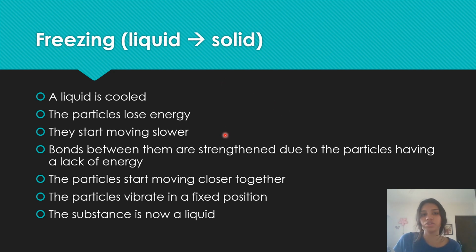Freezing is basically liquid to solid. You have an ice tray, you pour water into the ice tray, you put it into the freezer, and then voila, sometime later you have solid ice cubes. So you have a liquid that is cooled. Here the source of cooling is the freezer. The particles lose energy. When they are cool, that means energy is taken out of them. They lose kinetic energy, so they lose movement energy, so they move slower. Bonds between them are now strengthened. Because they move less, the forces of attraction between them can get stronger. Because there's less energy to break them, the forces of attraction are stronger now.